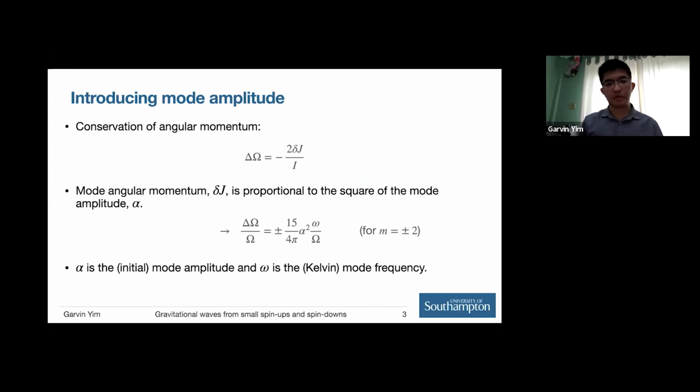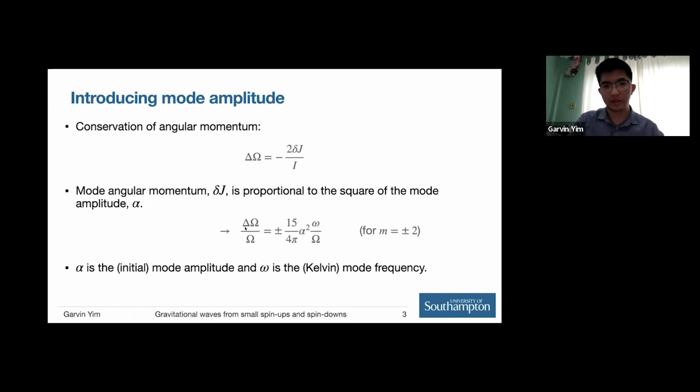Okay, and so what does this model mean for the mode amplitude? From the conservation of angular momentum, we can write the change in spin frequency in terms of the angular momentum that the mode is given. And the mode angular momentum is proportional to the square of the mode amplitude. So we can rewrite the change in spin frequency in terms of the mode amplitude. If we invert this equation, we can see what values the mode amplitude must be in order to explain changes in spin frequency. This is what we do for glitch candidates and anti-glitch candidates. And one further thing is we can look at the speculative case where glitches are also caused by this mechanism.